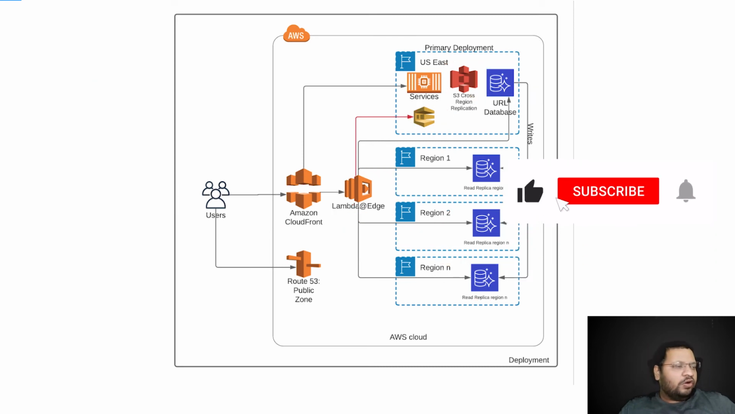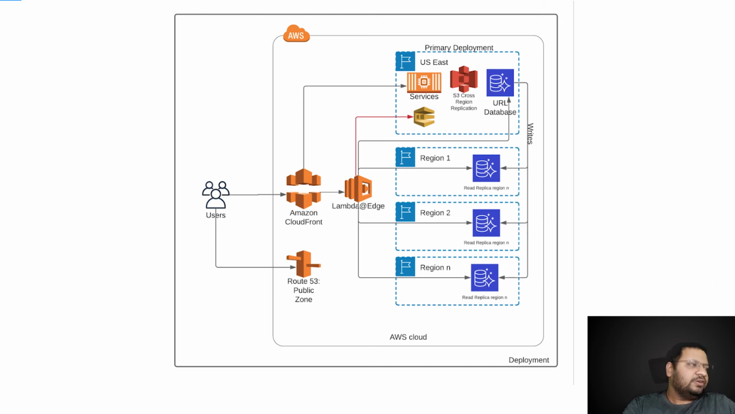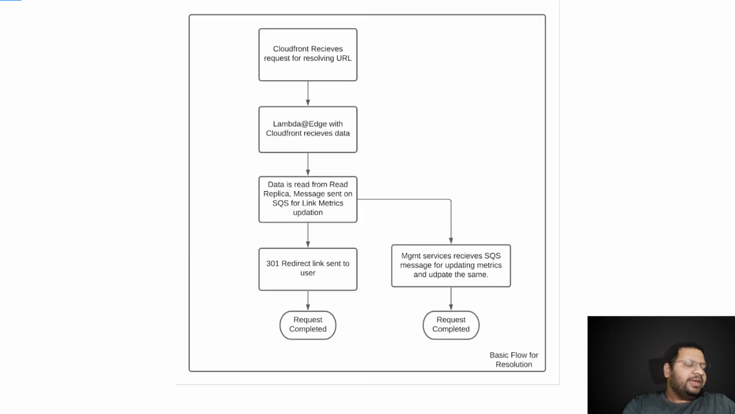Now I think we can move into the previous diagram, and let's see here. This will make things clearer. So this is basically a logical flow. What will happen?